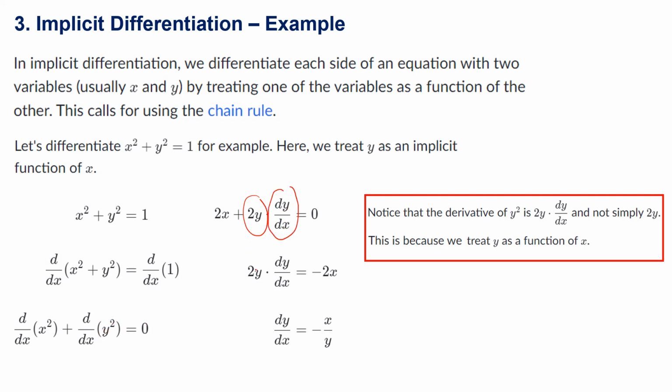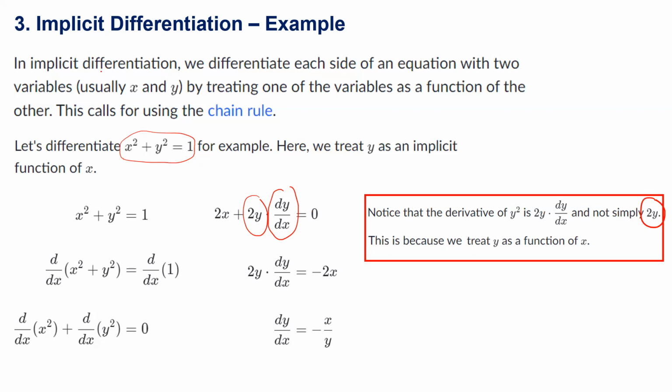Then this gives us 2y times dy by dx equals negative 2x. Then dy by dx equals negative x over y. That means the derivative of y with respect to x is related to both x and y, not just x itself. So notice that the derivative of y squared is 2y times dy by dx and not simply 2y, okay?